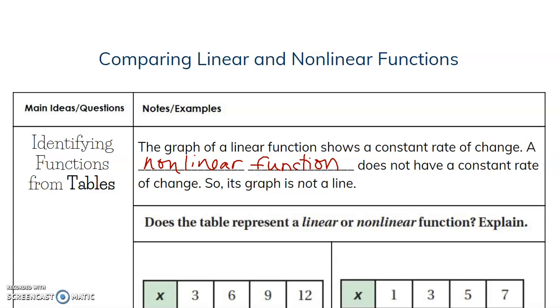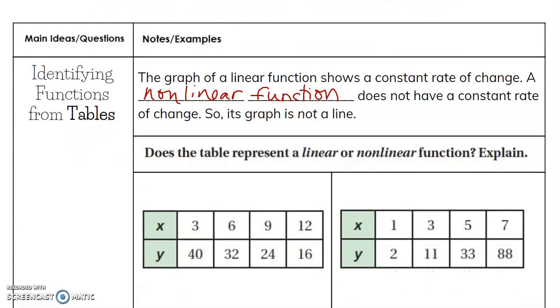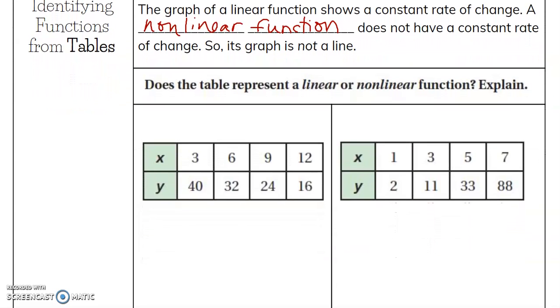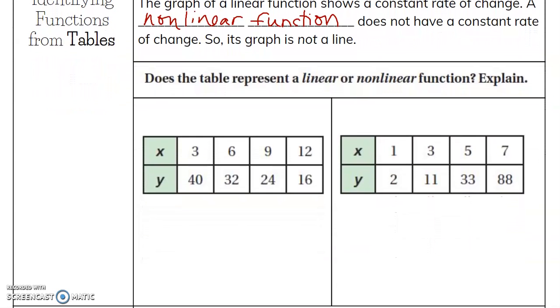So first, we're going to identify functions from tables. We want to determine, is this table linear or is it nonlinear? To determine this, we need to find what the slope is, or what the constant rate of change is. So let's first look at the x values and see if we can find a pattern. From 3 to 6, I am adding 3. From 6 to 9, I am also adding 3. From 9 to 12, I am also adding 3.